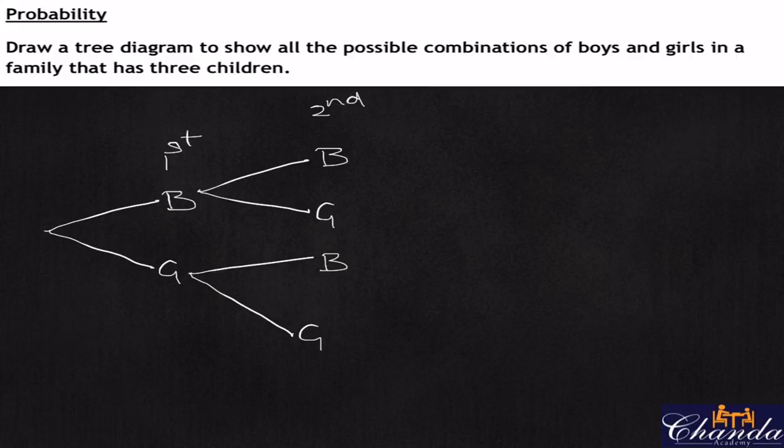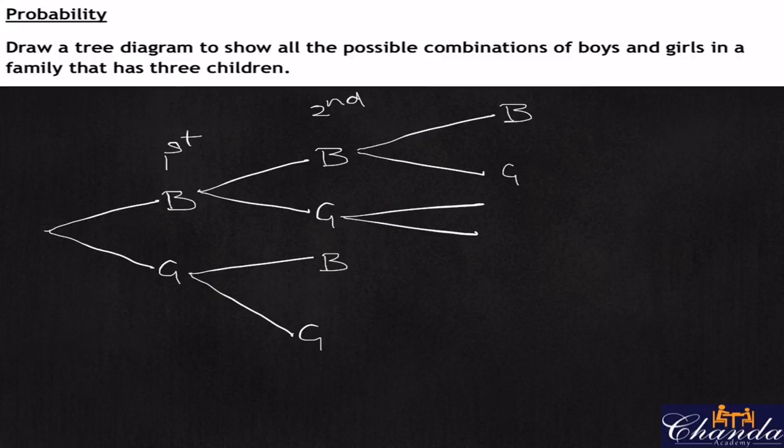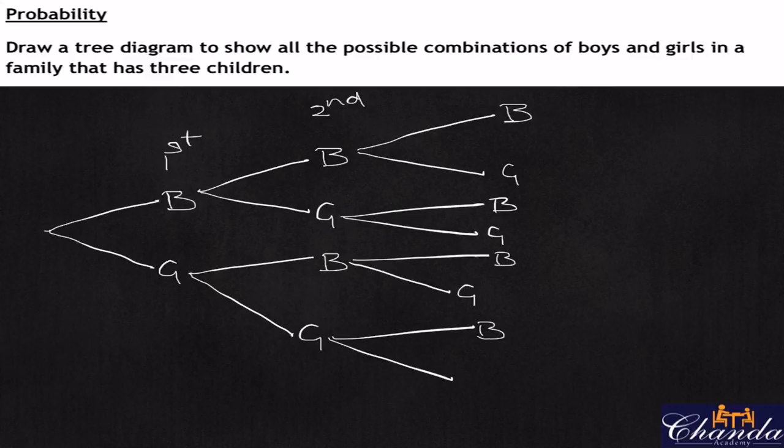And then if they have 3 kids, that could be boy, girl again. This one can be boy, girl again. Same thing for this one, and same thing for this one. Okay, and that is the third child. So the possible combinations, guys, is boy, boy, boy, boy, boy, girl, etc.